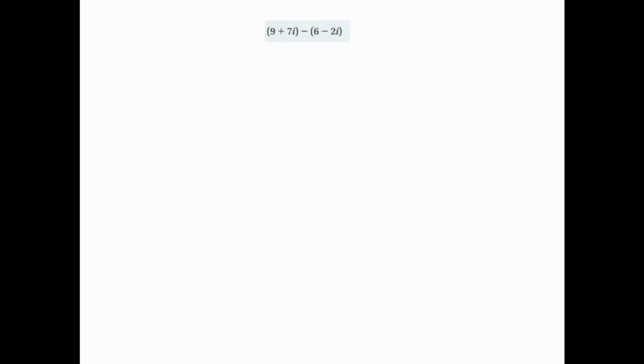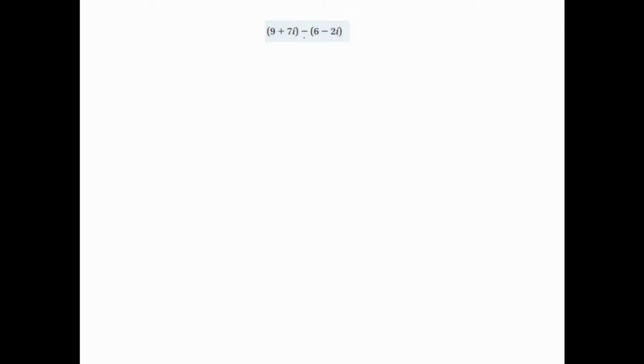The trick with simplifying complex numbers is you're always going to be looking at them as if basically they are variables. And so, if they were x, what would you do with them? So we're going to start here with this problem.